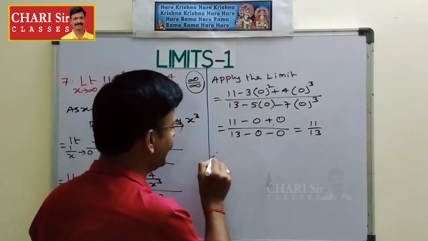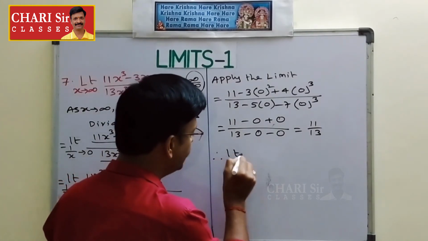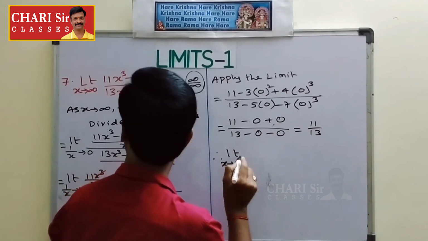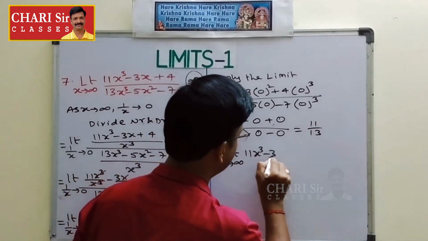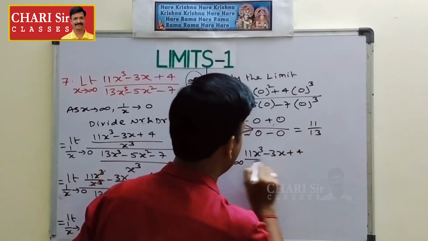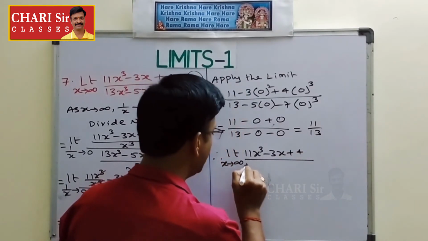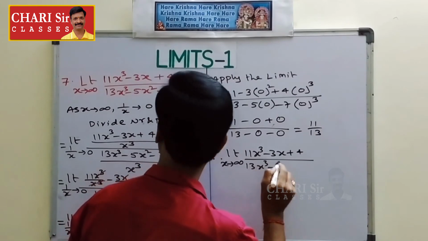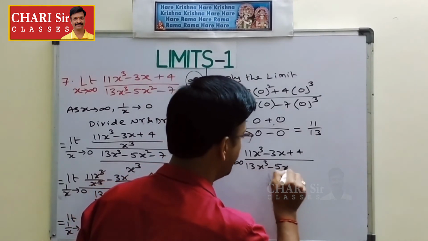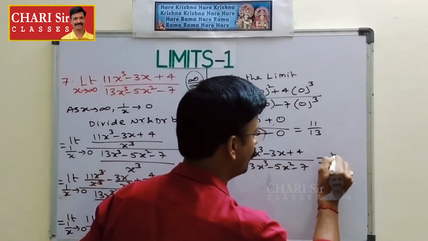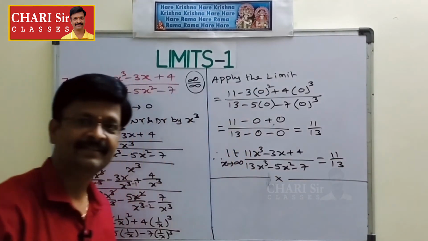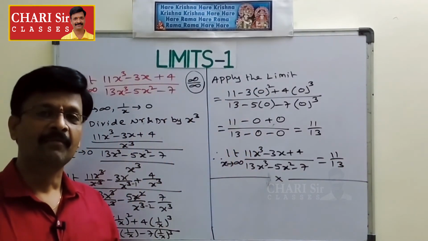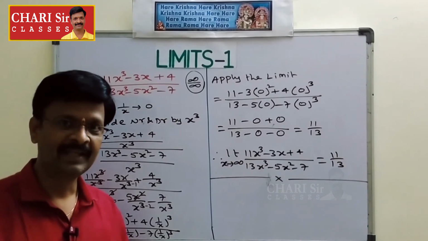Now we can write the final step as limit x tends to infinity, 11x cube minus 3x plus 4 divided by 13x cube minus 5x square minus 7, which is equal to 11 by 13. This is your final answer. It is very important. Many times it is given in our board exams.